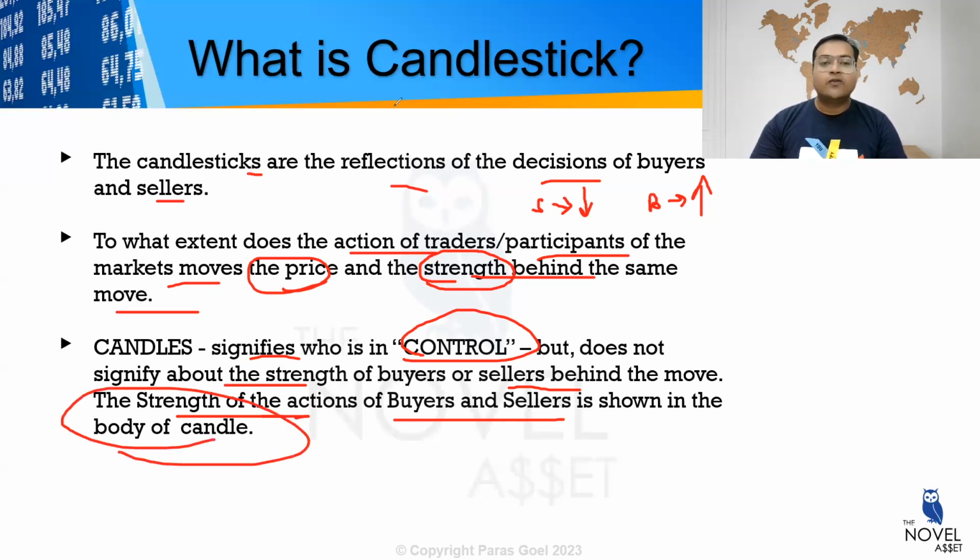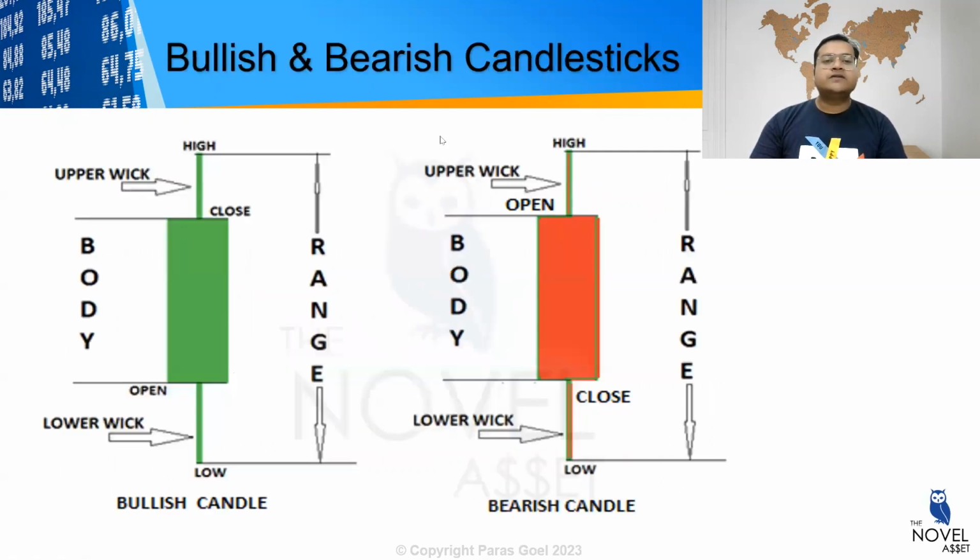So let's understand the whole candle, and then we will be able to understand the meaning of this last line, that the strength of the actions of buyers and sellers is represented in the body of the candlesticks. Let's go to the next slide and understand what it is trying to say. If you look over here, there are two types of candles in the market. The first one is the green one, known as the bullish candle, and the second one is the red one, known as the bearish candle.